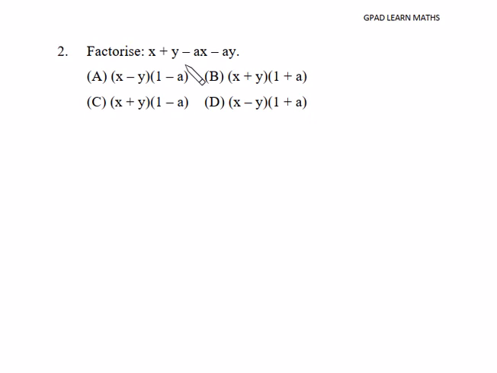Factorize x plus y minus ax minus ay. There are two or more ways of solving this question. So the very first, I would rearrange them with respect to how related they are. I have x plus y, I have minus ax, and I have minus ay. Somehow minus ax is related to x, so I'll just write it like this: x minus ax, and plus y minus ay. I have 4 terms here: 1 2 3 and 4.